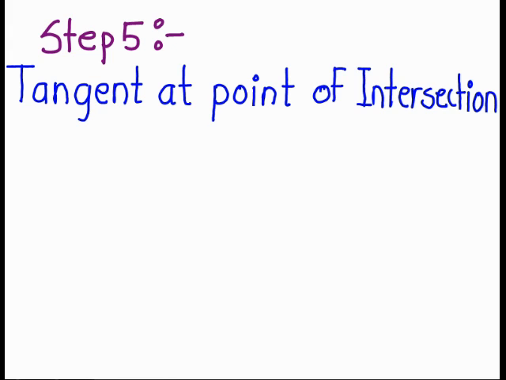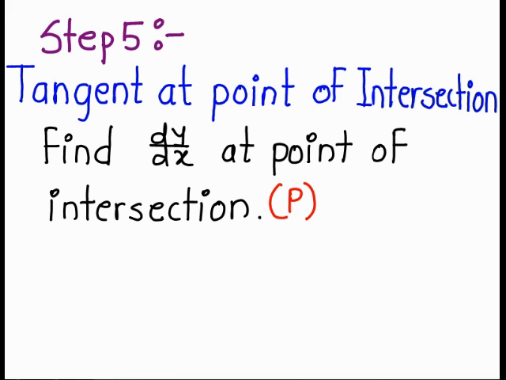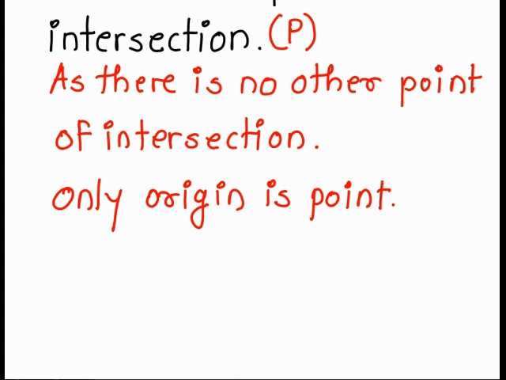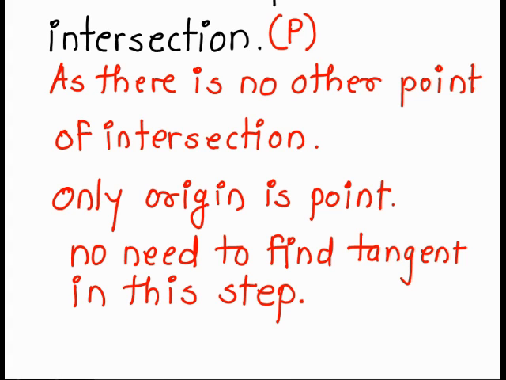So to find a tangent at a point of intersection, we have only the origin as a point of intersection. In the previous step, we studied how to find a tangent at the origin. For this particular example, there is no other point of intersection, only the origin. So no need to find a tangent in this step.